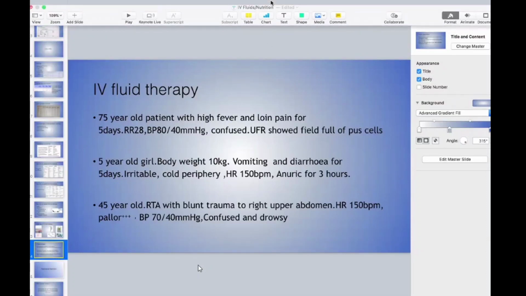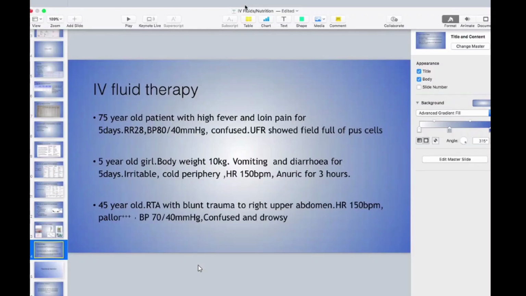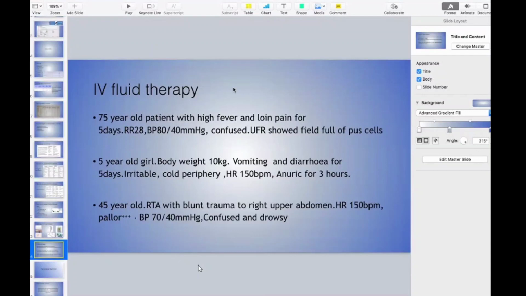Anybody? So what is the type of fluid you want to give here? Crystalloid, normal saline, or Hartmann. So you want to give crystalloid. Fine. Okay. So how fast do you want to give? What do you think about the clinical state of the patient? What do you think about the volume status of the patient? He's in severe dehydration. Yeah, so he is hypovolemic.